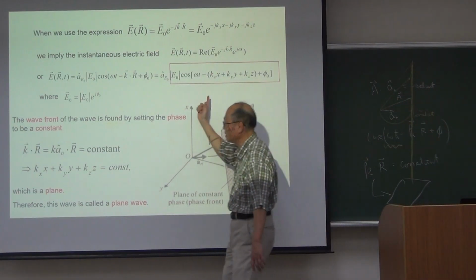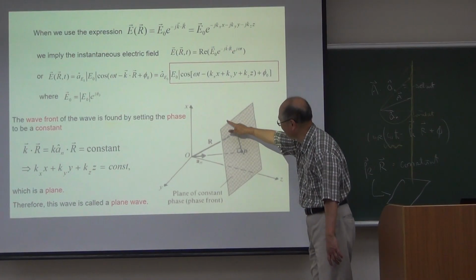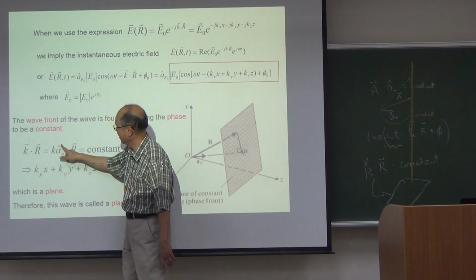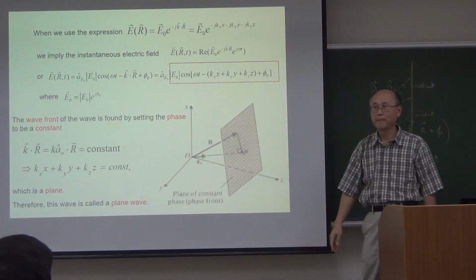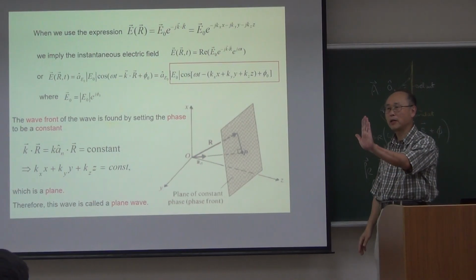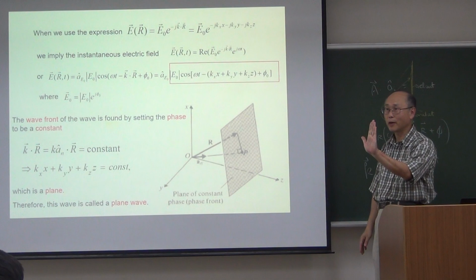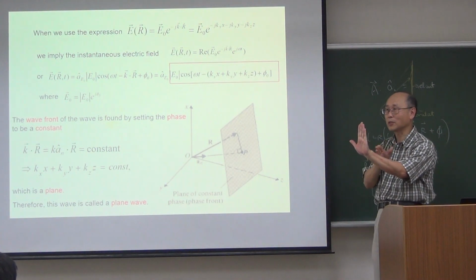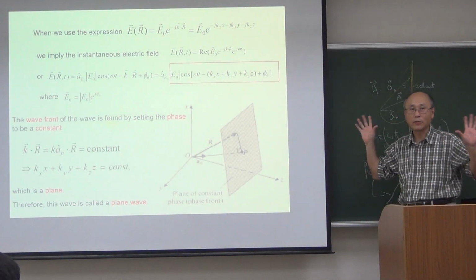Well, if we come back to here, this a_n defines the surface normal direction of this plane. So this means that the k vector is along the surface normal direction of this plane. So now we understand that a plane wave is that you have a set of wavefronts, and the k vector is along the surface normal direction of this wavefront. Okay, I hope that you have this physical picture.